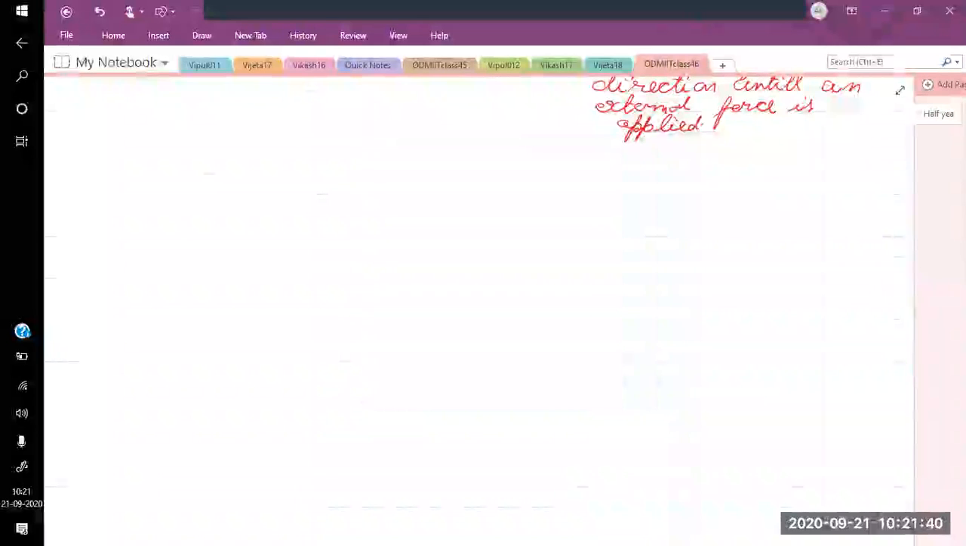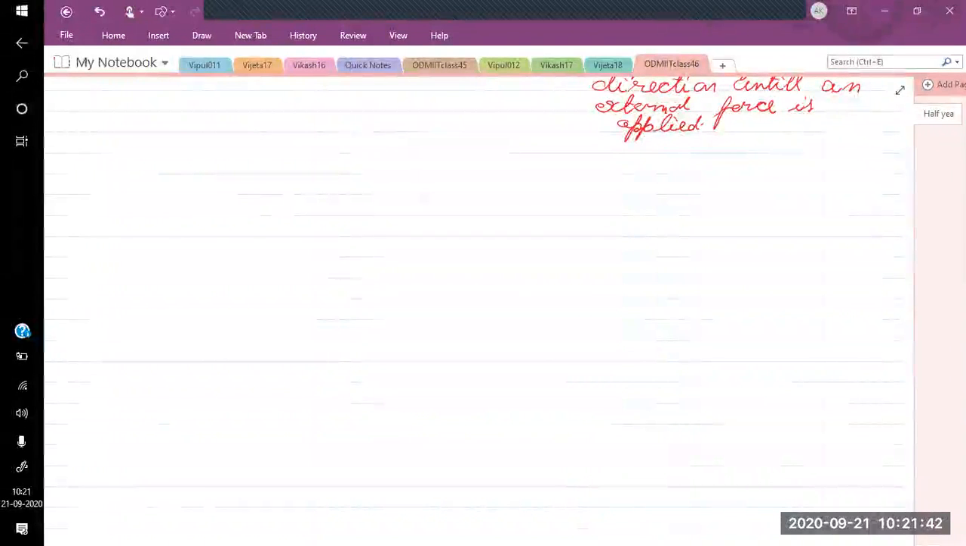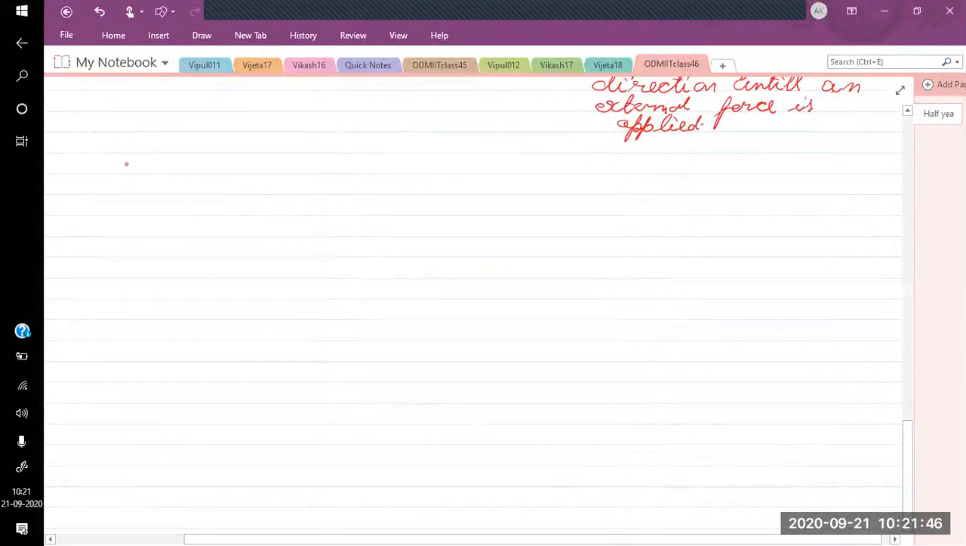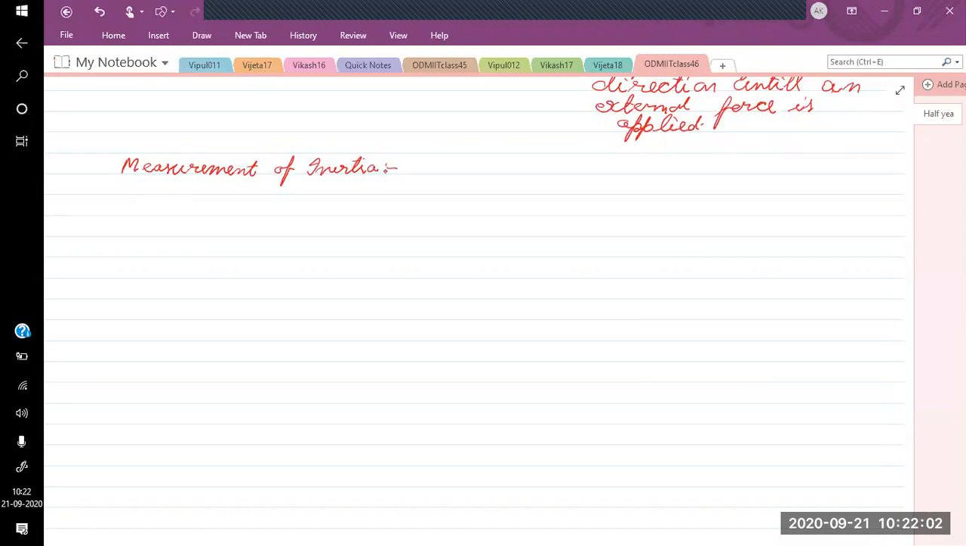Okay, now we'll see measurement of inertia. How do we exactly measure the inertia? So what is measurement of inertia? Mass is the measurement of inertia.